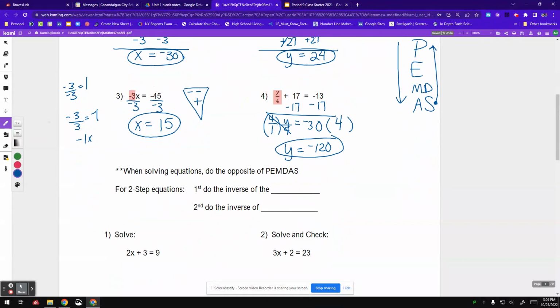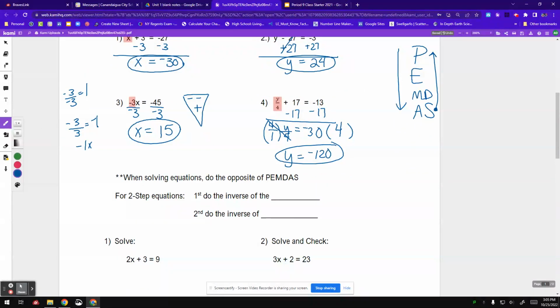So it's important to remember when solving equations, you do the opposite of PEMDAS. Some of your teachers might have called it SADMAP. I don't like to. I just like to focus on my variable and do the inverse of the add or subtract first. And then when I just have one operation left, I do the inverse of the multiply or divide.